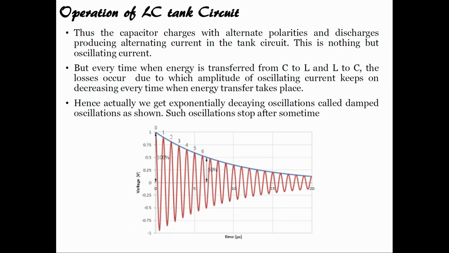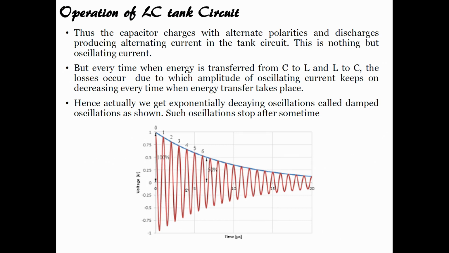Every time this discharge and charging happens, there is a loss in the circuit, and this results in lower oscillation. The amplitude of oscillations gets down as you can see here, and the current keeps on decreasing, right. So, actually we get an exponential decay as you can see from the figure, and these are called damped oscillations.